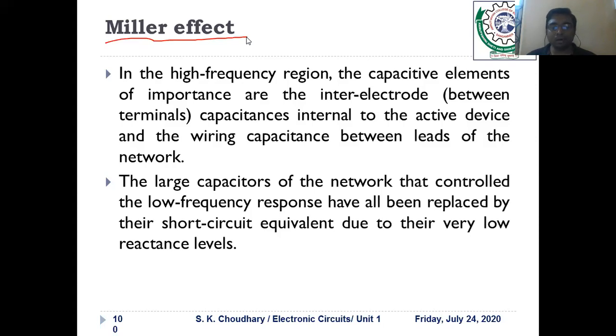These are now replaced by a short circuit for the high frequency region, because at high frequency these large capacitors offer a very low reactance. So in the high frequency region we replace the bypass and coupling capacitors with a short circuit.